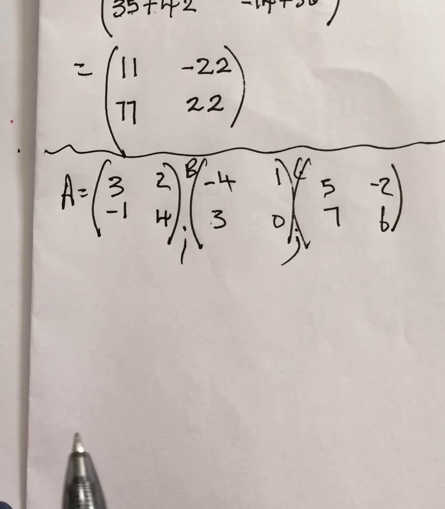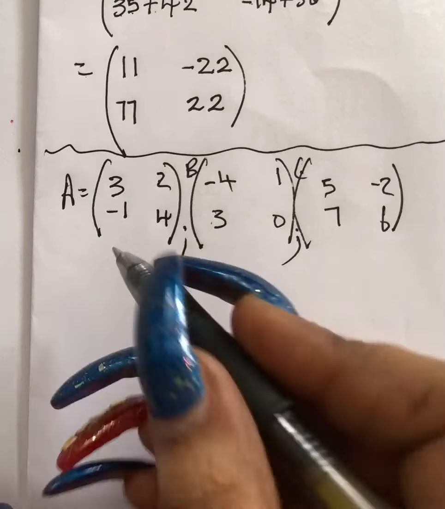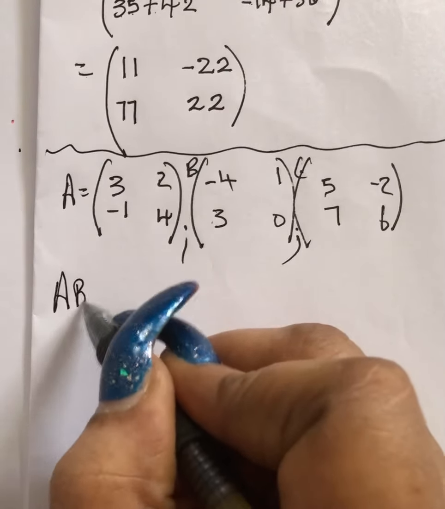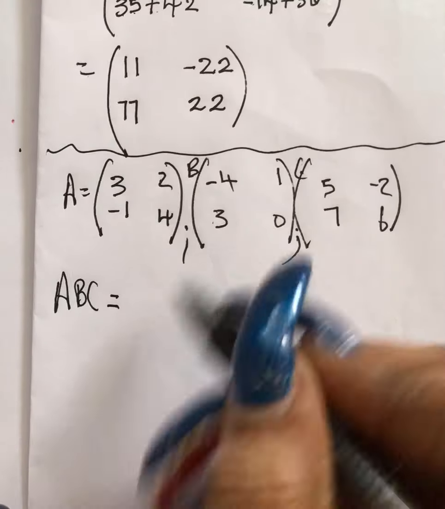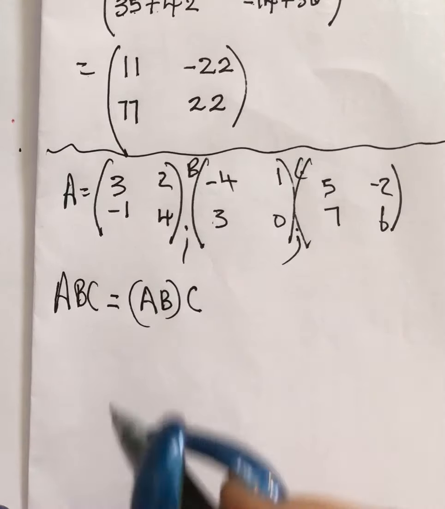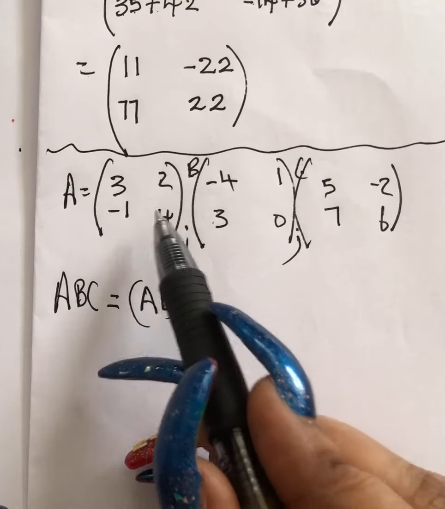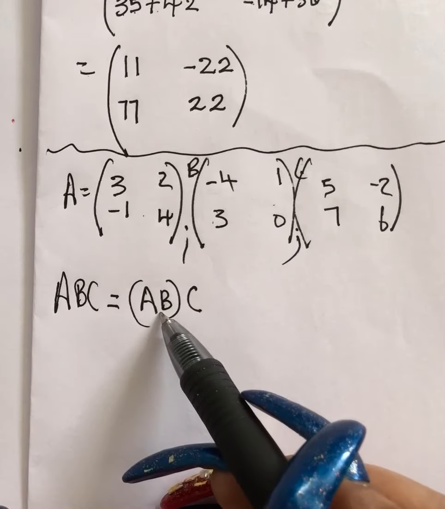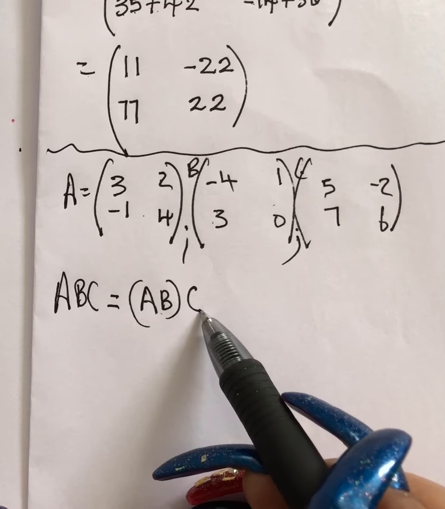Now, this can be a little complicated if you decide that you're going to work with them all at the same time. My advice to you will be, don't do that. Use the multiplication of matrices, use the associative law. And we know that the associative law says ABC is equal to AB times C. This means that you multiply matrices A and B, and the answer you get, then you multiply it by C.